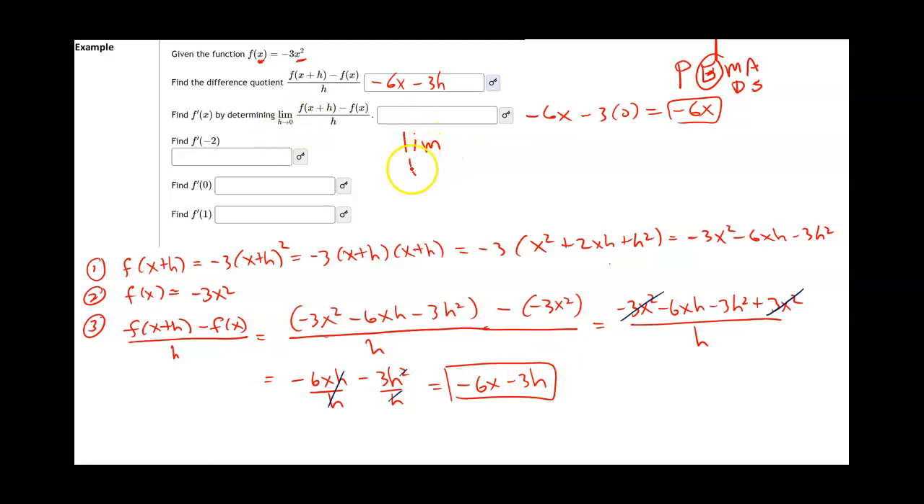So we have the limit as h approaches 0 of the difference quotient, which we know is limit as h approaches 0. I'm sorry, I don't know what's happening with this pen. And the difference quotient, that whole thing simplified, is just negative 6x minus 3h.